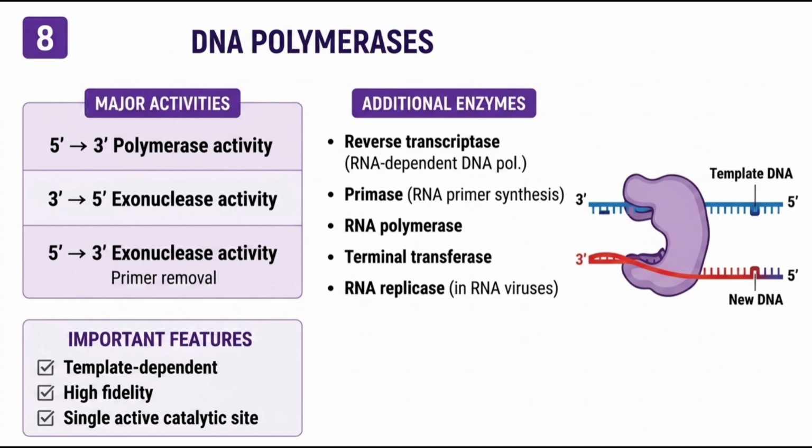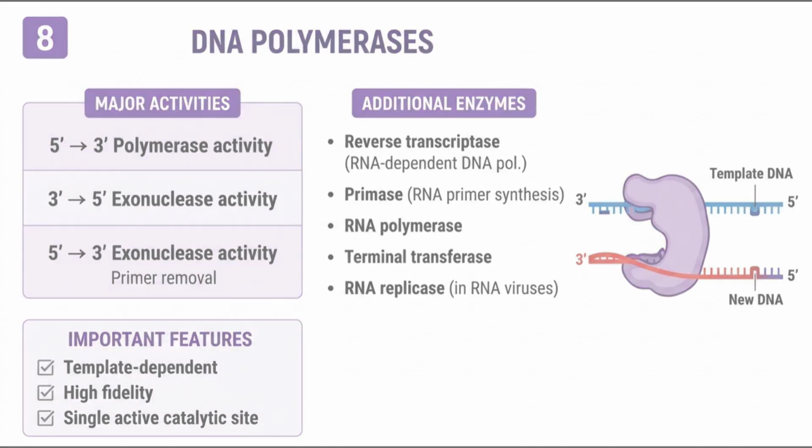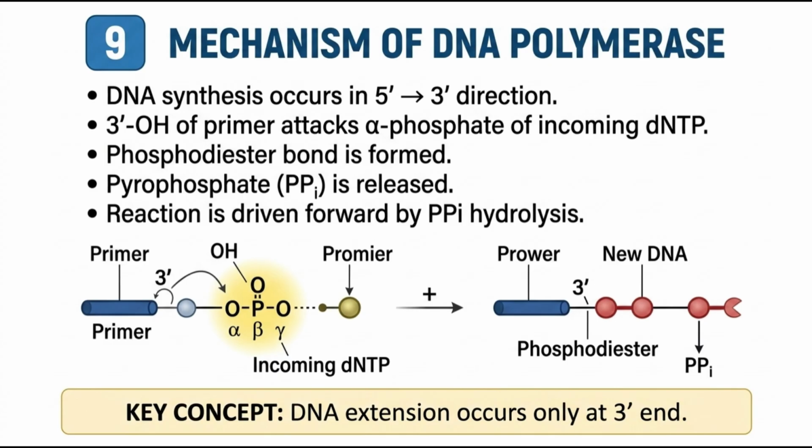DNA synthesis always proceeds in the 5' to 3' direction. The mechanism of DNA synthesis involves nucleophilic attack. The free 3' group of the growing DNA strand attacks the alpha phosphate of the incoming dNTP. This forms a phosphodiester bond between nucleotides. During this reaction, pyrophosphate is released. Hydrolysis of pyrophosphate provides thermodynamic drive and makes the reaction essentially irreversible.